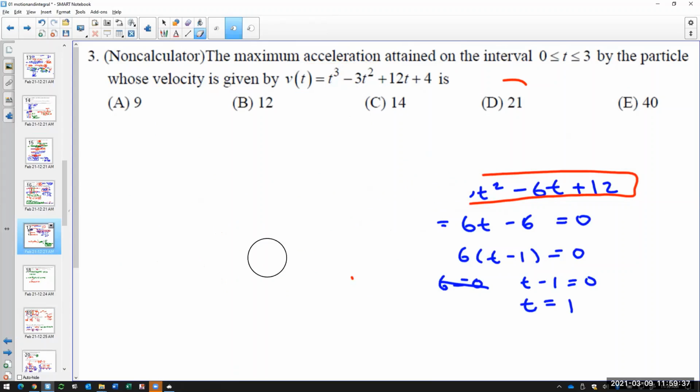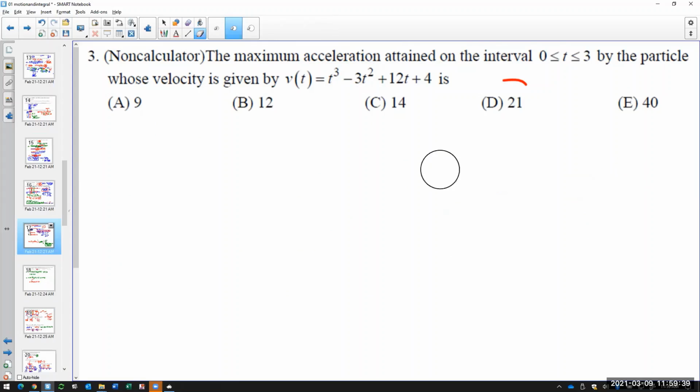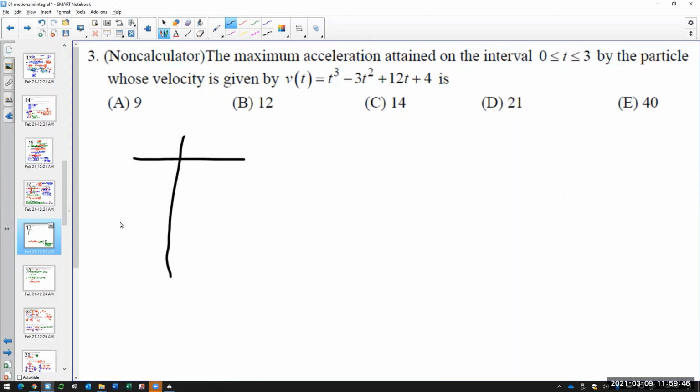If you're ever asked the maximum or minimum, you need to do a Candidate's test. You knew this at one time, but it might have slipped your mind. So what you need to do is do a Candidate's test. On the left side is a T. On the right side is whatever you're trying to find the maximum of. What am I trying to find the maximum of? Acceleration. Guys, in a Candidate's test, what 2 things go on the left side? Your endpoints. What are my endpoints here?